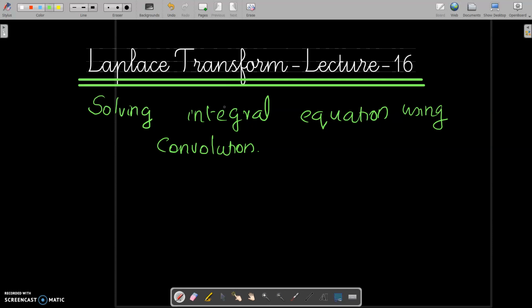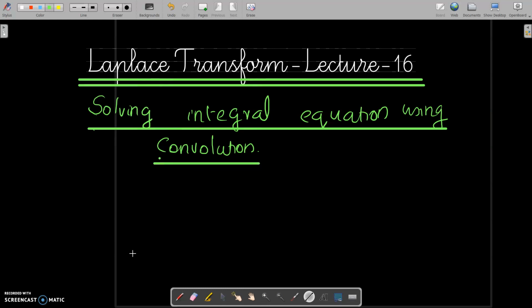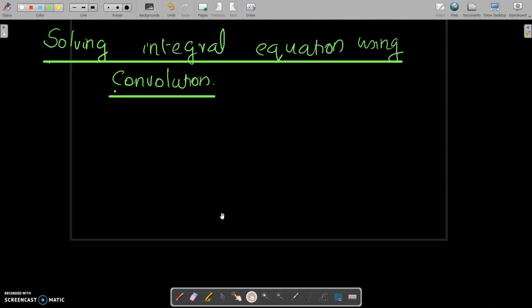Okay, in the last class we discussed what a convolution is, and using the convolution technique I have already done some problems. Using this convolution method, we can solve some problems very easily and find the solution. Here we are going to solve a certain integral equation using convolution.